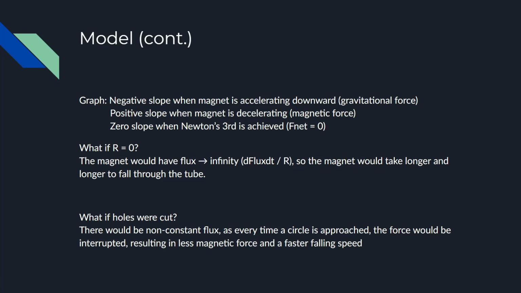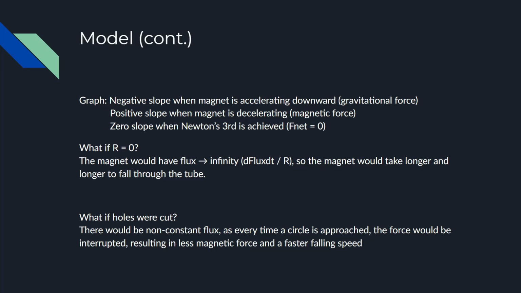For the graph, we have a negative slope when the magnet is accelerating downward, so this would be due to the gravitational force. We have a positive slope when the magnet is decelerating, and this would be caused by the magnetic force. And then when the slope is equal to 0, Newton's third law has been achieved, so F net is equal to 0.